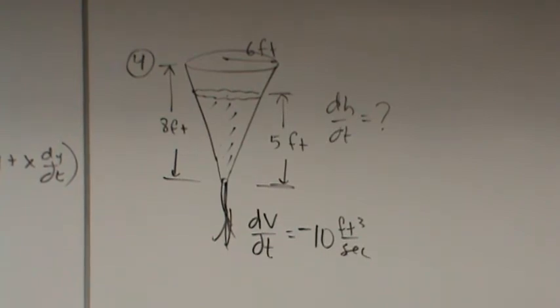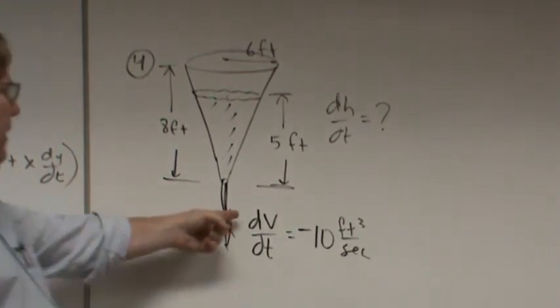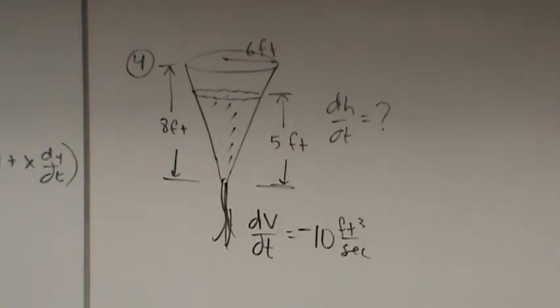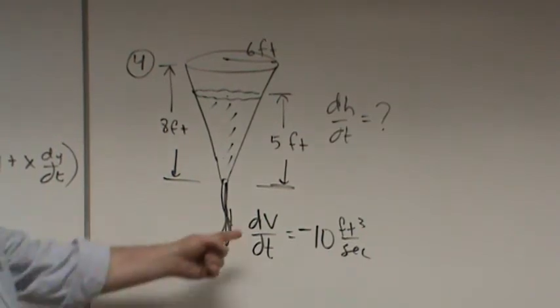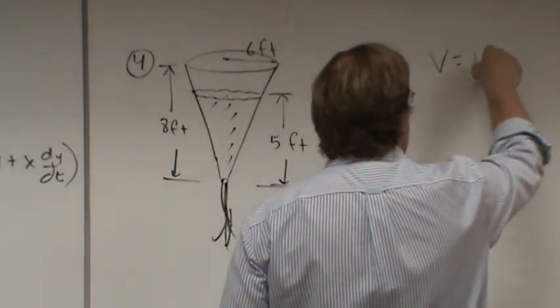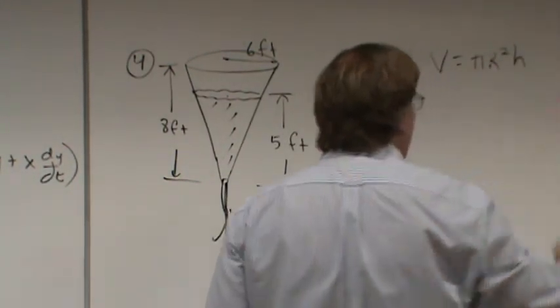So tell me, they've given us dV/dt, they're asking for dH/dt. What formula am I going to have to start with? Hopefully you're thinking volume. You're not going to do surface area or anything freaky like that because they gave you dV/dt. So you know you're going to have to start with volume. Volume equals pi r squared h.